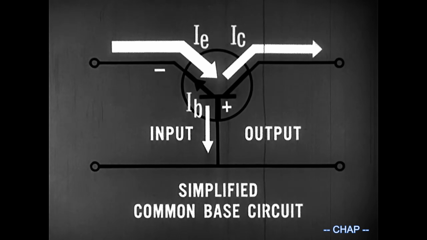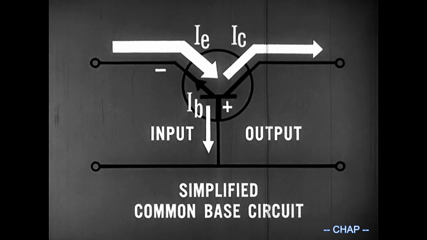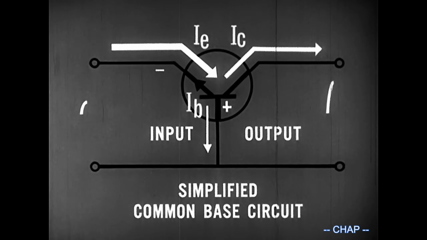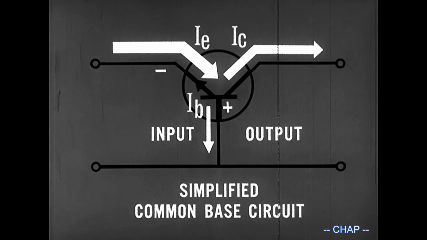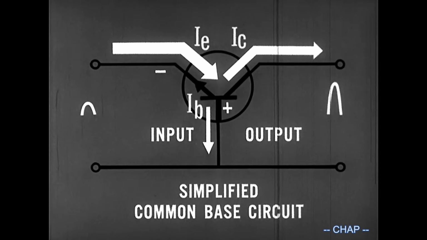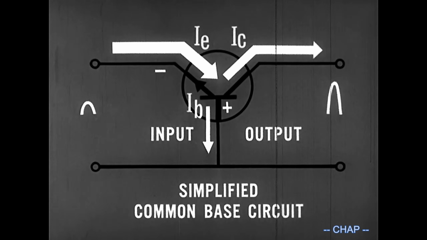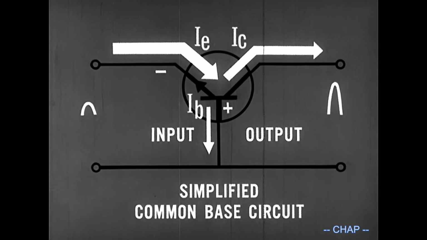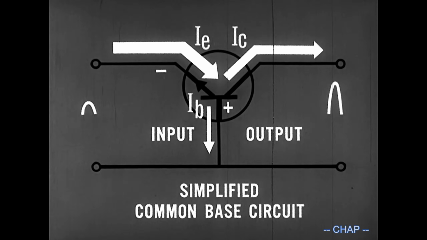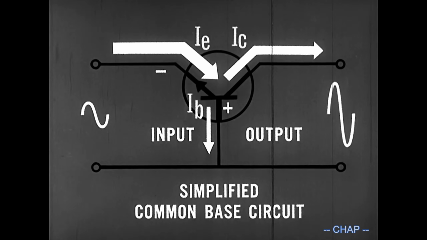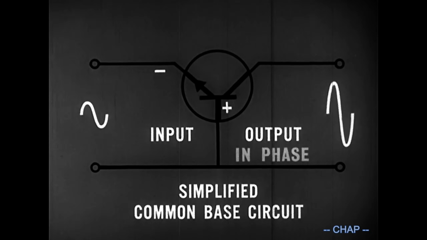But what happens when the input signal applies its positive alternation? This positive alternation opposes the forward bias. This causes the currents first to decrease, after which they come back to normal. As a result, the output voltage rises first, then falls back, completing the positive alternation. During the negative input alternation, emitter current and therefore collector current first increase, then come back to normal again. This in turn causes the output voltage to decrease, after which it returns to normal. The common base circuit provides an amplified signal in phase with the input.